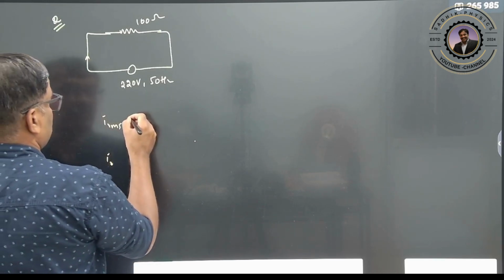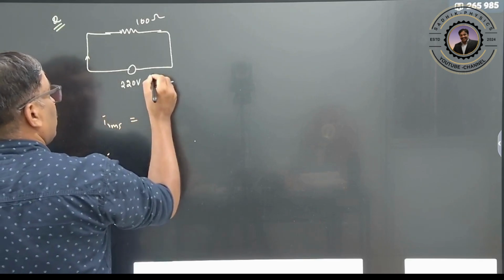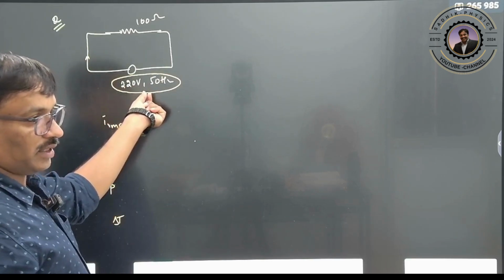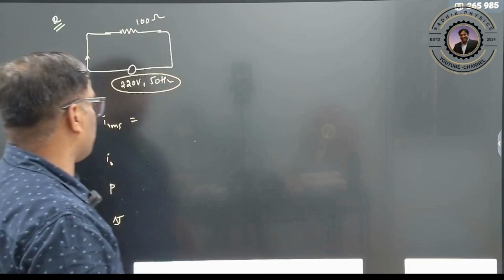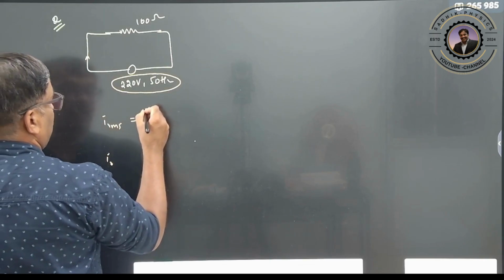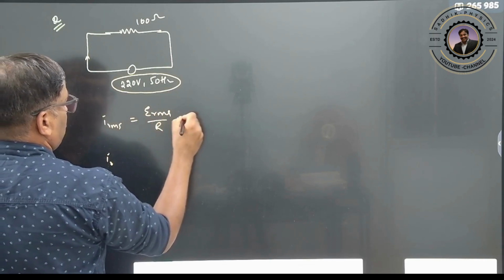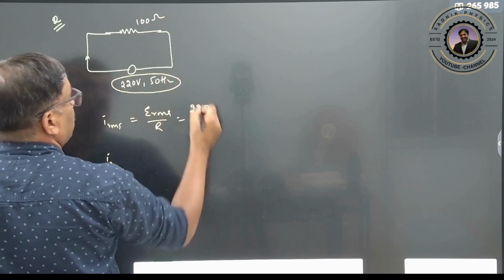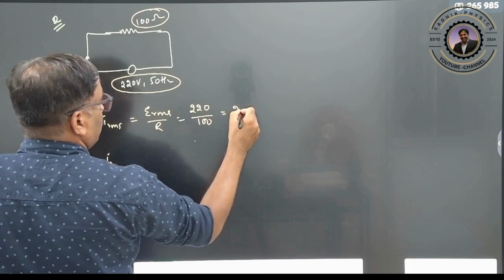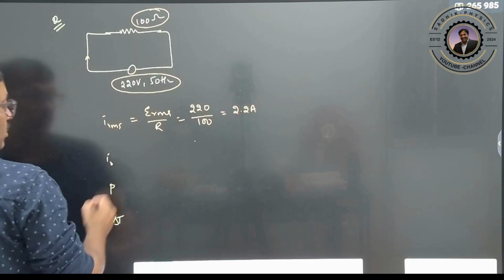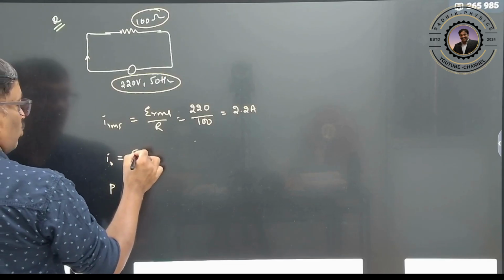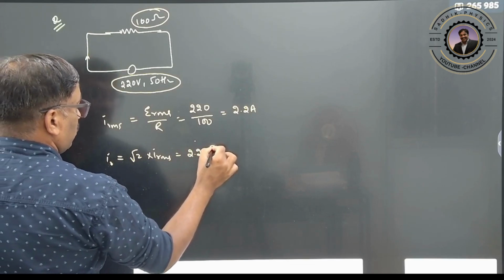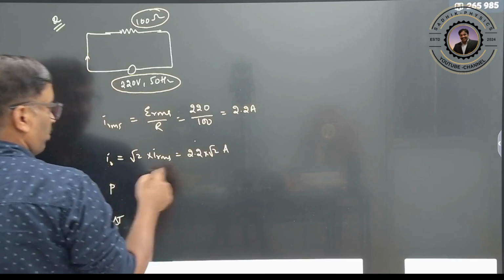First of all IRMS. One very important point: if these values are given, like 220, they are nothing but RMS values. So IRMS is ERMS divided by R. ERMS is 220, divided by the R value, which is 100. How much now? 2.2 ampere. So I naught is root 2 times IRMS, therefore 2.2 into root 2. This is your peak value.